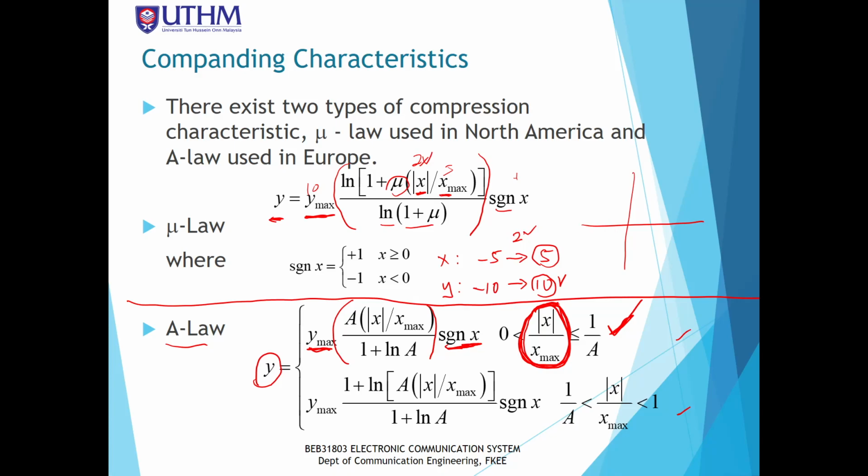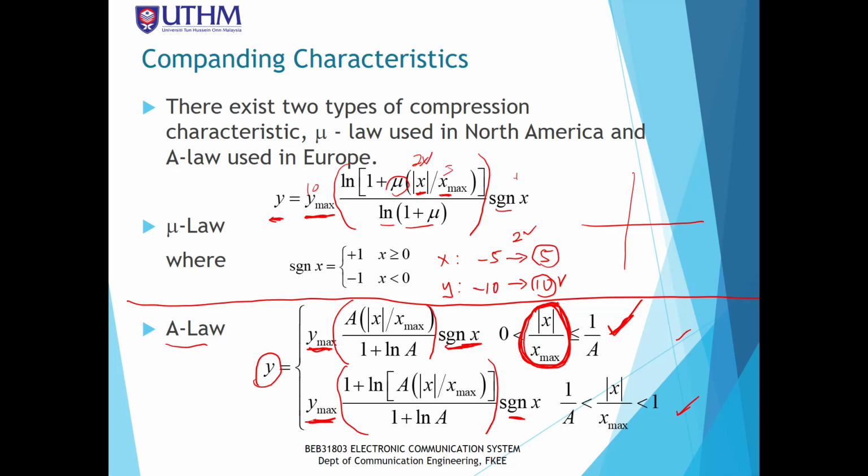And if the ratio of input x over x max is more than 1 over A, and less than 1, we need to use the second equation. The second equation is just a little bit different: 1 plus ln of A multiplied with x over x max, divided by 1 plus ln A, okay. And then you need to multiply it with y max, the maximum quantized level, and the sign depends on the x value. Okay.